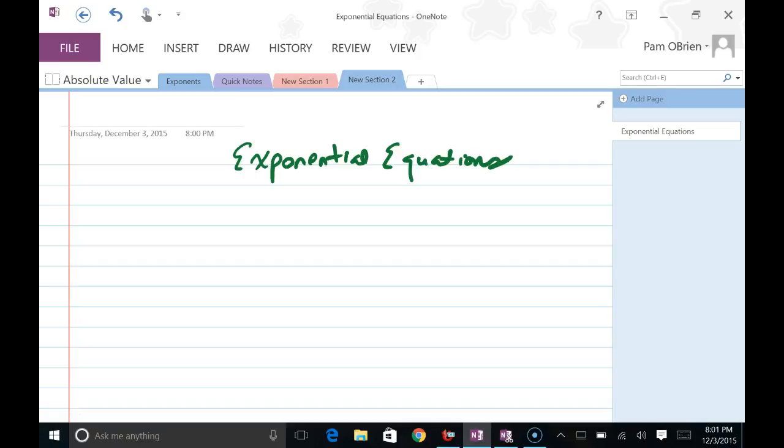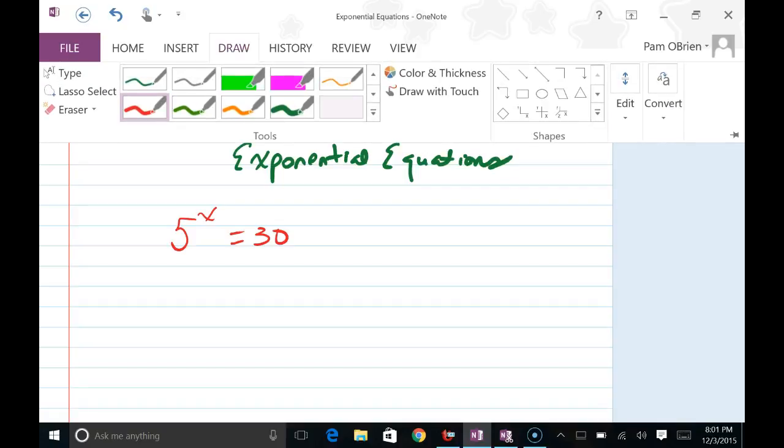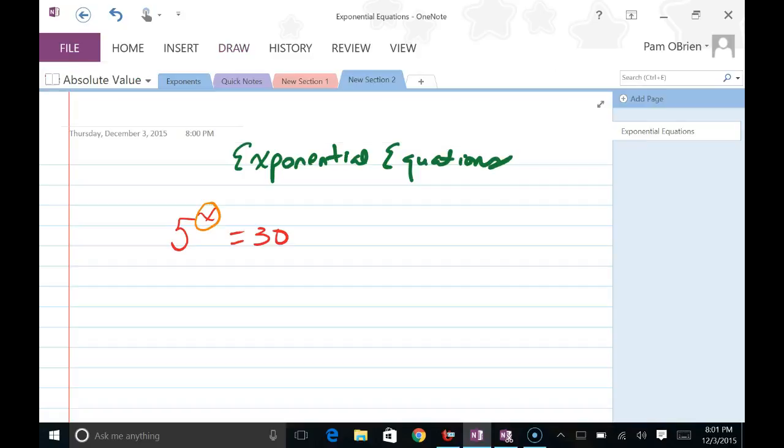So for our first example, we're going to start off with 5 to the x equals 30. Now the issue here is that we can't write 30 as a power of 5. So we're going to have to do something else. Our issue is that this x is in the exponent, and there's only one way to bring that down. We have to do the inverse of raising something to a power.